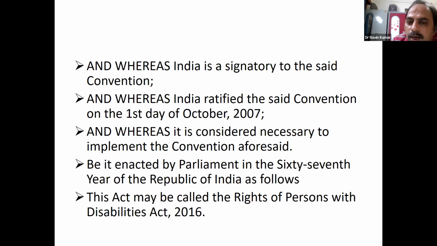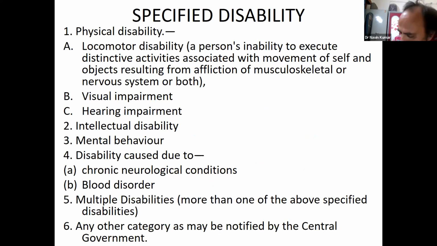It was enacted by the parliament in 2016. This is a parliamentary language, we are just not going into this, we just should know. So as per this guideline, there are some specified disabilities.